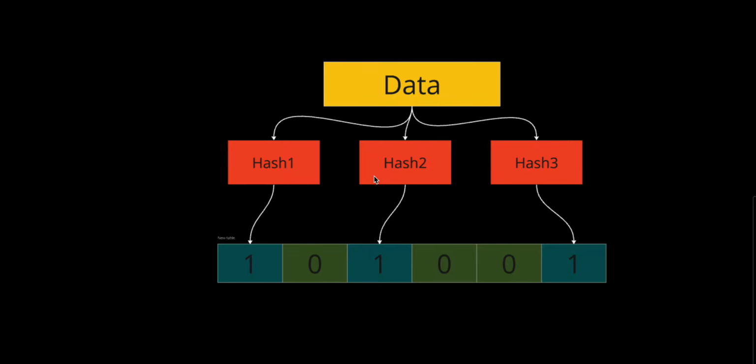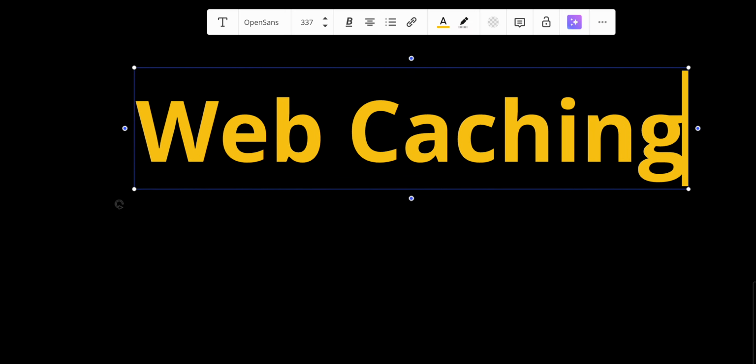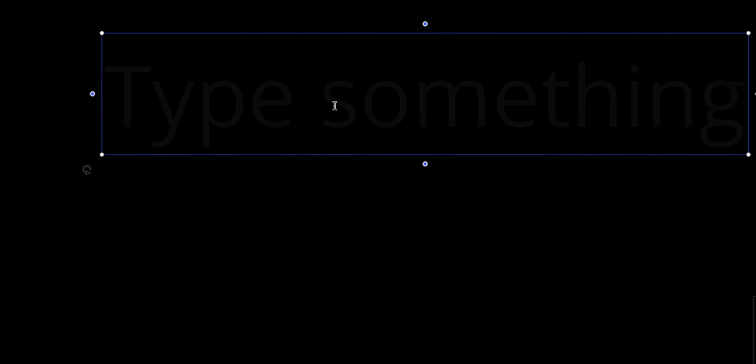So let's look at some real-world applications. I would say first, it's been used in web caching a lot. Web servers use Bloom filters to check whether a resource is in the cache or not. If the filter says definitely not in the cache, the server skips a lookup and fetches the resource directly, saving time and resources. It's been used as well as spam filters in email systems.